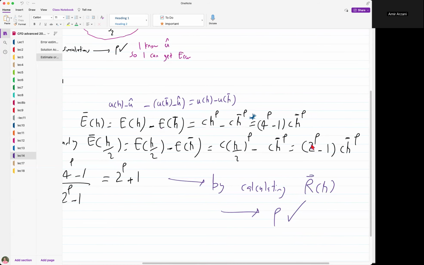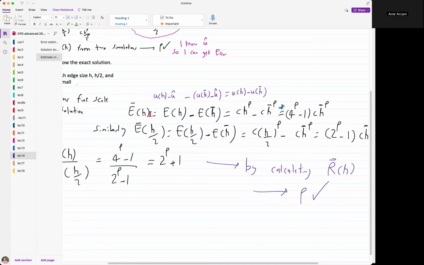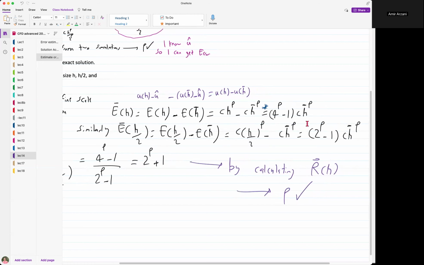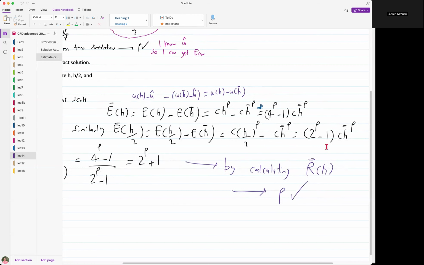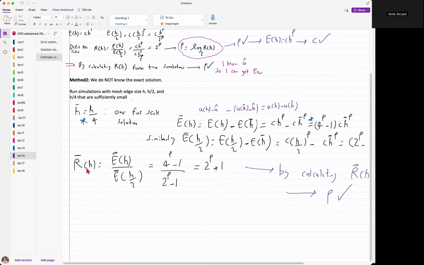Now I'm going to repeat the same thing, but now calculate e bar for h over 2. Remember, e bar was the error with respect to my fine scale solution h over 4. Because I also did a simulation with h over 2, following the same procedure, I get this expression. Now I can take the ratio of these two, and again, the constant c will be eliminated. I take this ratio r bar, which is my error with respect to h over 4 for mesh edge size h, divided by my error for the simulation with h over 2 with respect to h over 4. When I do that, this is what I get.